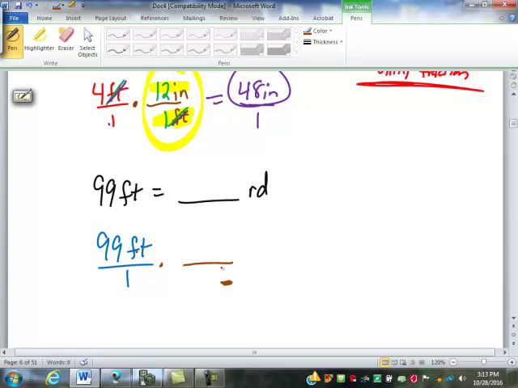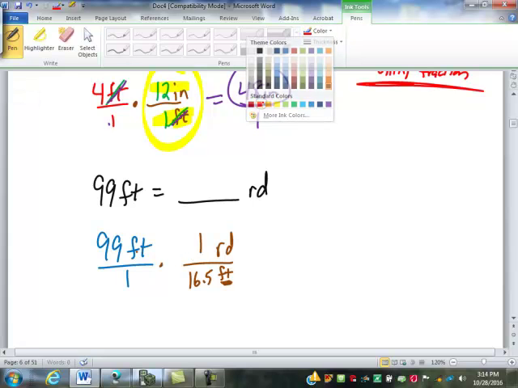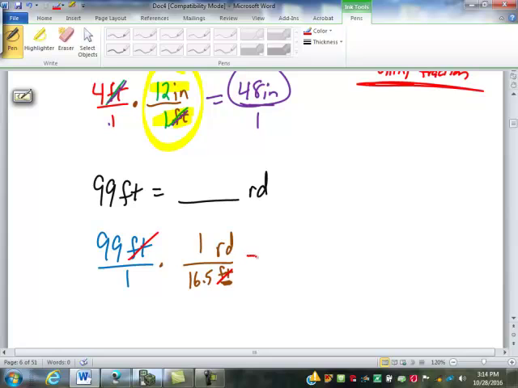We're getting rid of feet. So feet goes down. 16.5. Nice try. On top is going to be our rods, and 1 rod is 16.5 feet. So here the feet cancel out. You know what this is telling us? We have 99 times 1 rod is 99 rods. On bottom, we've got 1 times 16.5. So this will be 99 divided by 16.5, which is exactly 6 rods.